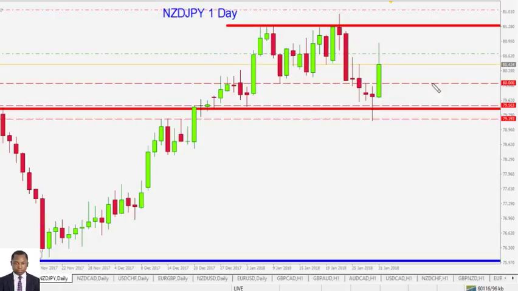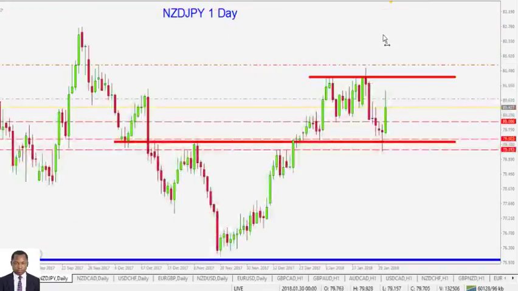What I am anticipating here is a red candle push to the downside for tomorrow. I hope we are going to see that red candle push, a bearish candle pushing to the downside on the New Zealand dollar against the Japanese yen. Then our profit targets might be hit. So just keep that trade running. Hopefully we'll find some nice pips there.